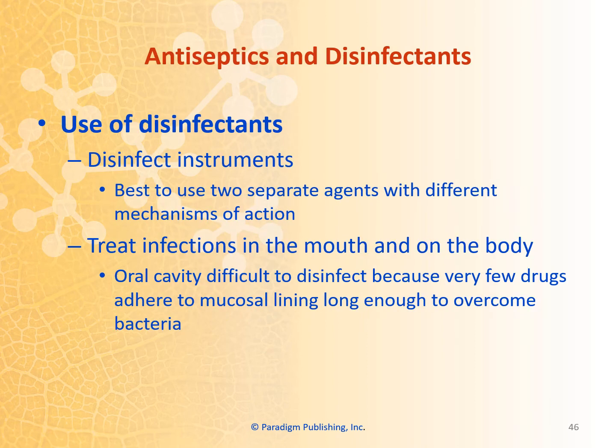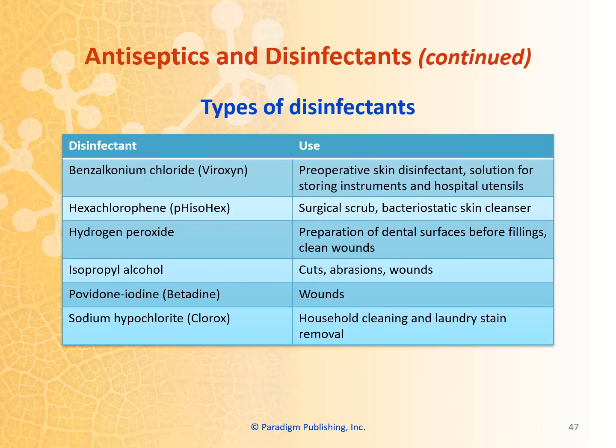Use of disinfectants. You should disinfect instruments, and it is best to use 2 separate agents with different mechanisms of action. And treat infections in the mouth and the body. Oral cavities are difficult to disinfect because very few drugs adhere to mucosal lining long enough to overcome bacteria. These are the different types of disinfectants. They are listed on pages 644 and 645 of your textbook.